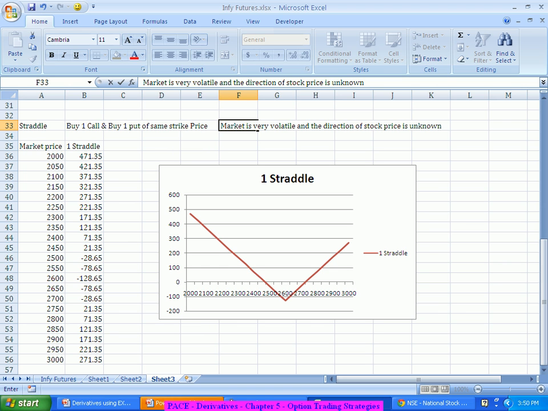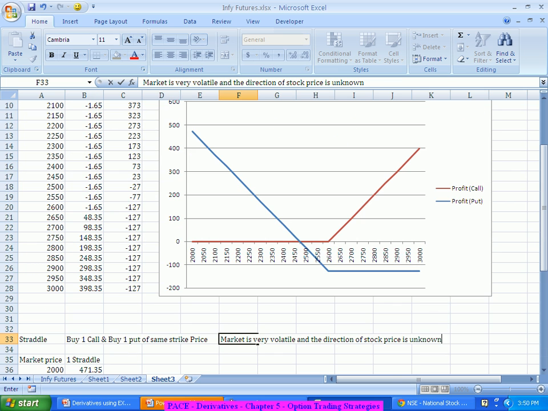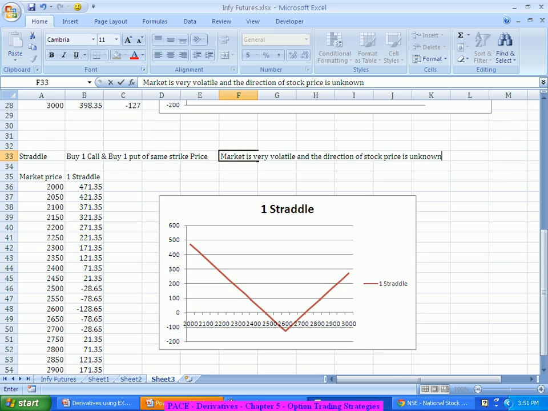Even if it goes in either direction, I want to profit out of it, I can choose straddle, because in straddle I am getting a profit. In case of simple call, I am getting a profit only if the stock price rises. In case of put, I am getting a profit only when the stock price is falling. Whereas in case of straddle, I am getting a profit in either direction, even if the stock price is falling or if it is growing. But the change has to be phenomenal.